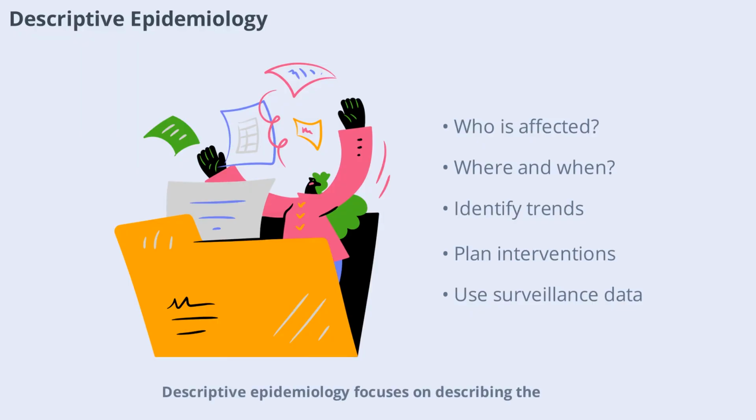Descriptive epidemiology focuses on describing the distribution of diseases within a population. It answers questions like who is affected, where cases are occurring, and when outbreaks happen. By mapping out these patterns, public health officials can identify trends and potential risk factors. This information is crucial for planning interventions and allocating resources effectively. Descriptive studies often use data from health records, surveys, and surveillance systems to paint a clear picture of public health challenges.